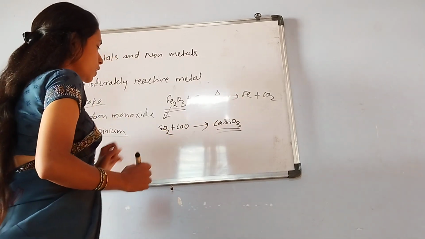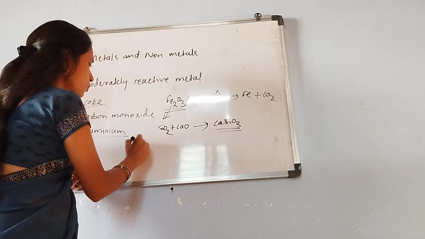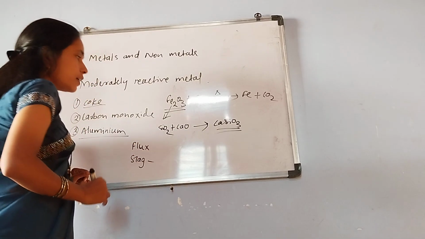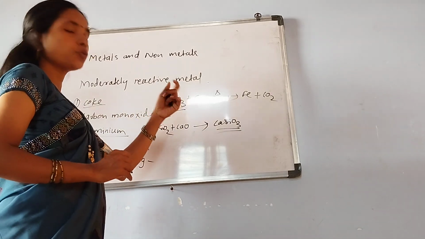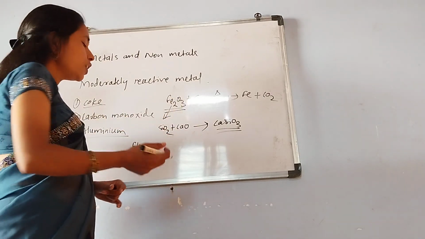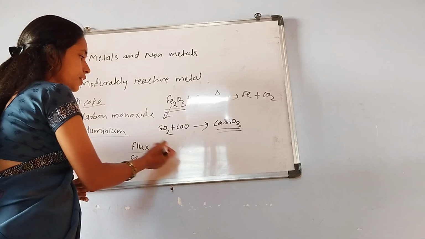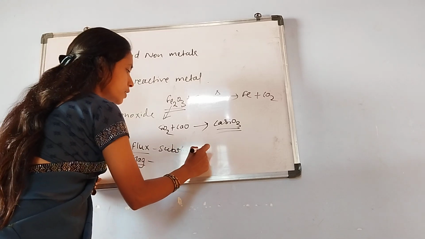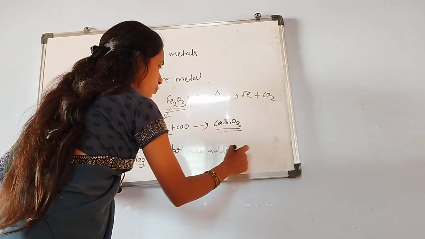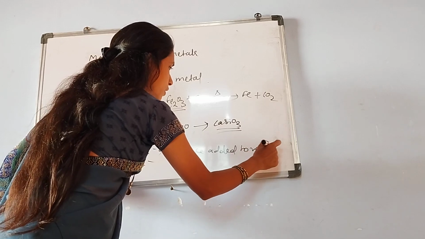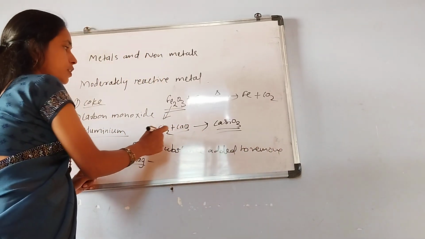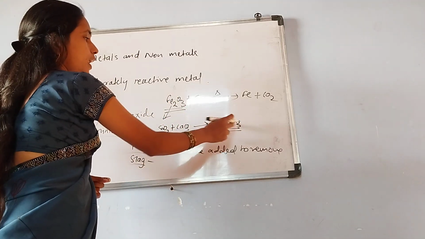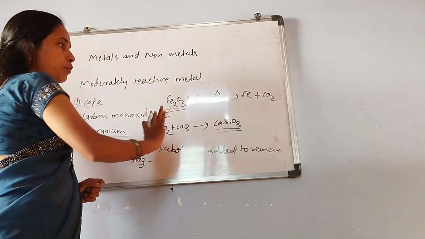So this is about the flux, and one more is slag. There are two terms, one is flux and one is slag. So what is meant by slag? Slag is a covering on the metal to prevent further reaction of that metal. And flux, as already discussed, is the substance added to remove impurities. We have used calcium oxide as a flux to remove the silica impurities from this Fe2O3, and we get calcium silicate, so it will be removed as an impurity.